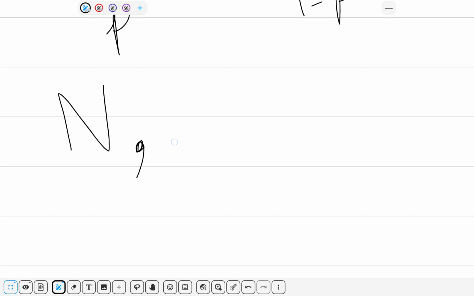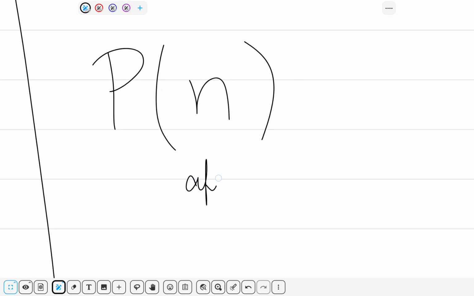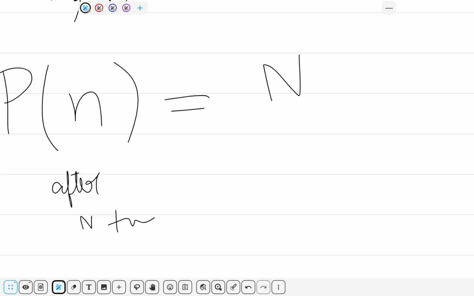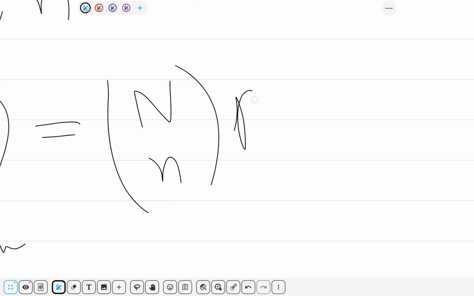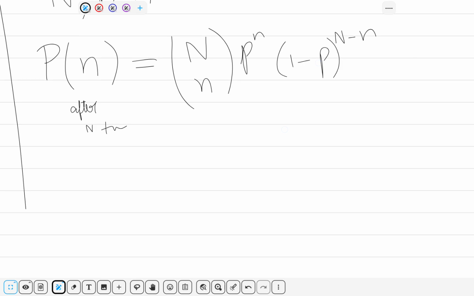So basically, you do it 10 times, and you want to check what are the chances that it will succeed k times. So basically, the probability that it succeeds k times after you conducted the experiment n times is given by this: n choose k times p power k and 1 minus p power n minus k. So this is the binomial distribution.